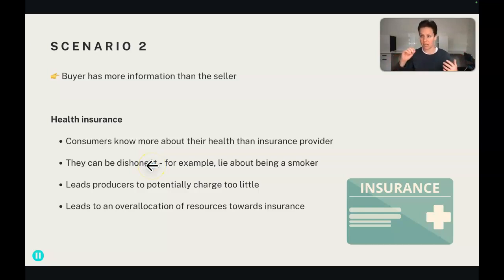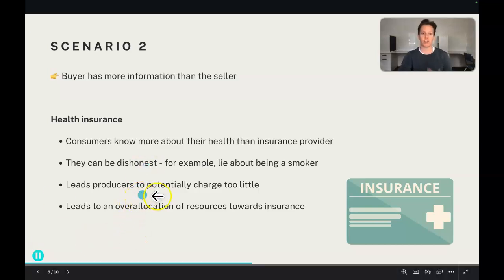There might be a box that I need to tick that says, do you smoke, yes or no? I might be a smoker and I tick no. No, I'm not a smoker. Now, if I was honest about being a smoker, I would assume that my insurance premium is likely to be higher, right? And that goes for any underlying health issues that you might already have. You can just lie and say, no, I don't smoke. And if the insurance provider knew that you did in fact smoke, they would likely charge you a higher premium. So this leads to producers not charging enough money.